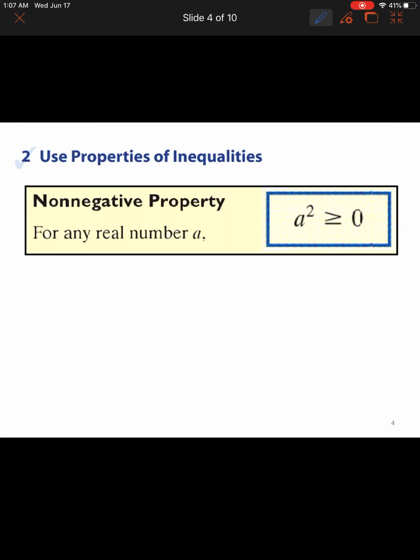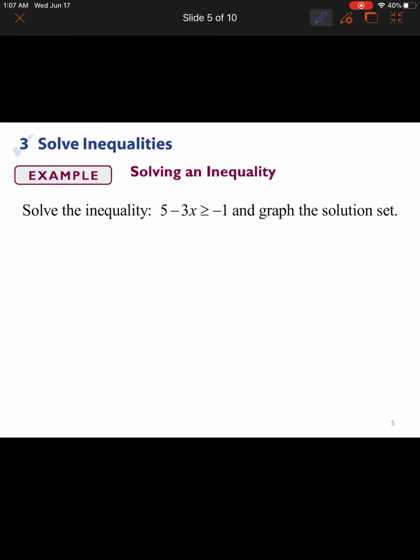All right, so this non-negative property simply means if you square any real number, it will always be positive or 0. For example, negative 2 squared equals positive 4. Positive 2 squared equals positive 4. 0 squared equals 0. So the non-negative property simply says if you square any real number, it will always be greater than or equal to 0. All right, let's go on to the next.